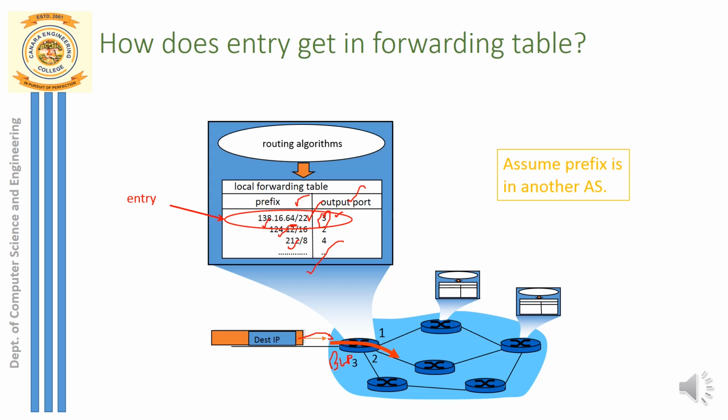Okay, and then you can see the next one, that is 124.12. If it has to reach this destination, it must go through output port 2, and finally if it has to be sent to this 212 prefix, it should move through outgoing port 4. So this is how our forwarding table helps the packet reach its destination.